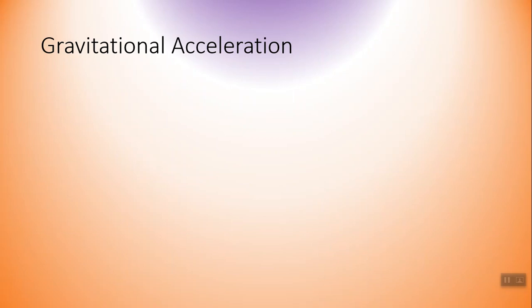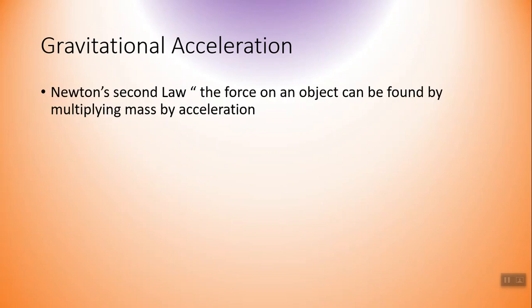As we know, Newton's second law states that the force on an object can be found by multiplying mass by acceleration. In mathematical form, we can write it as F is equal to m times a. And when we need to calculate the acceleration, we rearrange this formula to write it in the form a is equal to F over m. When we apply this formula to the force of gravity that affects an object with mass m, we can find the gravitational acceleration.